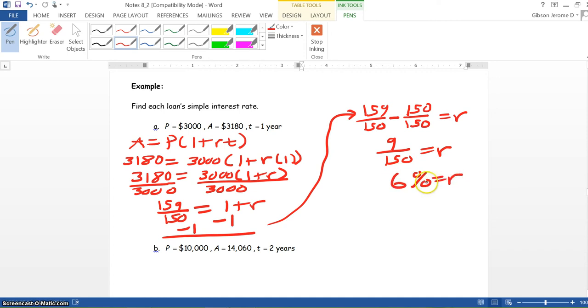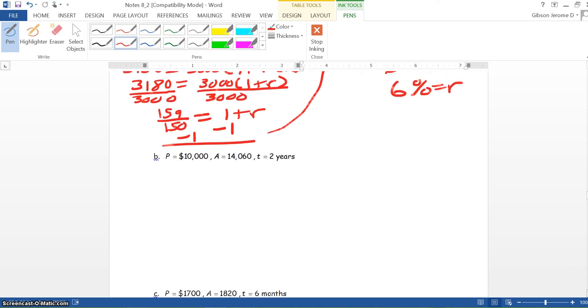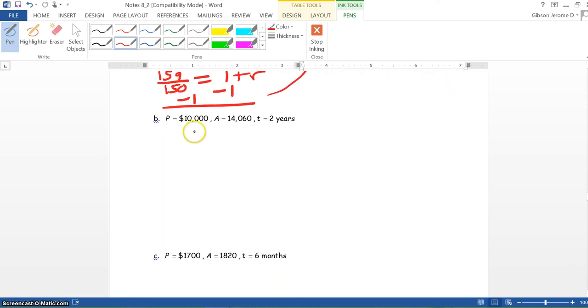And that is our final answer. Now, we scroll down to the next problem. We have P is equal to 10,000, A is equal to 14,060, and T is equal to 2 years. So we will still use the same formula. We have A is equal to P times 1 plus RT.